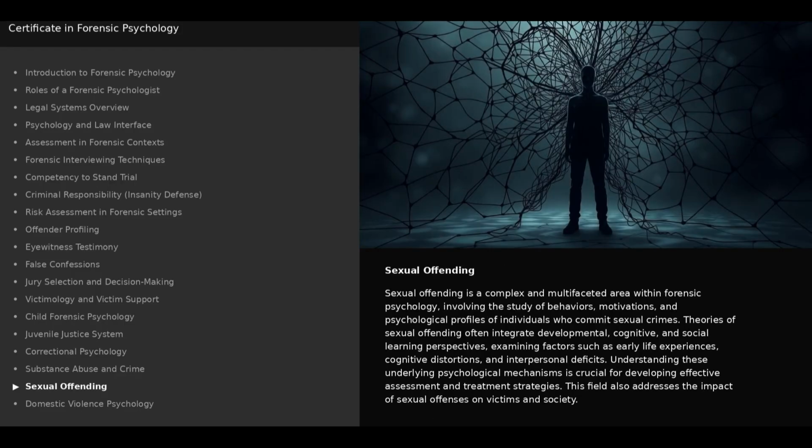Sexual offending. Sexual offending is a complex and multifaceted area within forensic psychology, involving the study of behaviors, motivations, and psychological profiles of individuals who commit sexual crimes. Theories of sexual offending often integrate developmental, cognitive, and social learning perspectives, examining factors such as early life experiences, cognitive distortions, and interpersonal deficits. Understanding these underlying psychological mechanisms is crucial for developing effective assessment and treatment strategies. This field also addresses the impact of sexual offenses on victims and society.